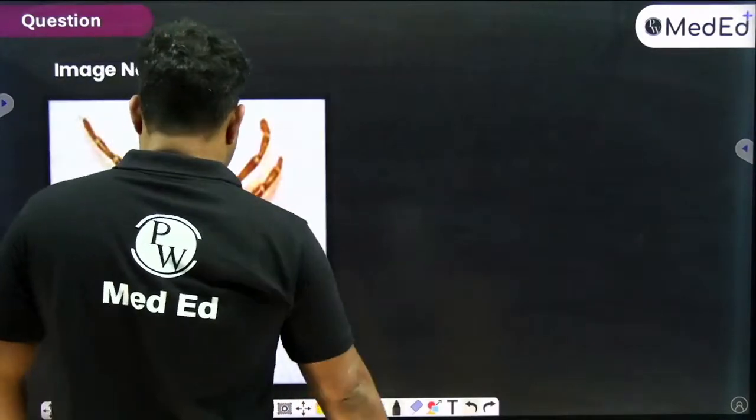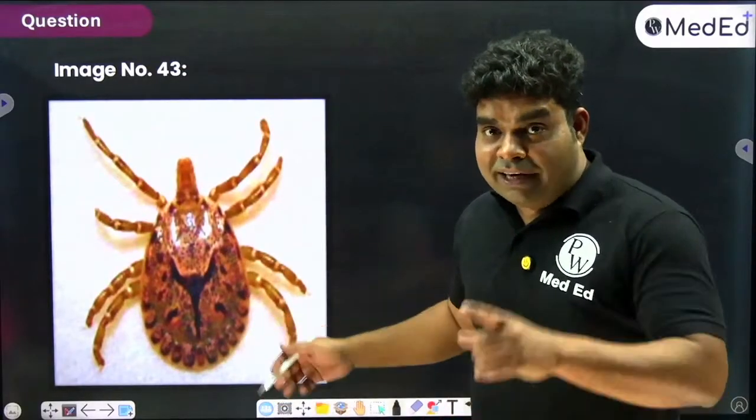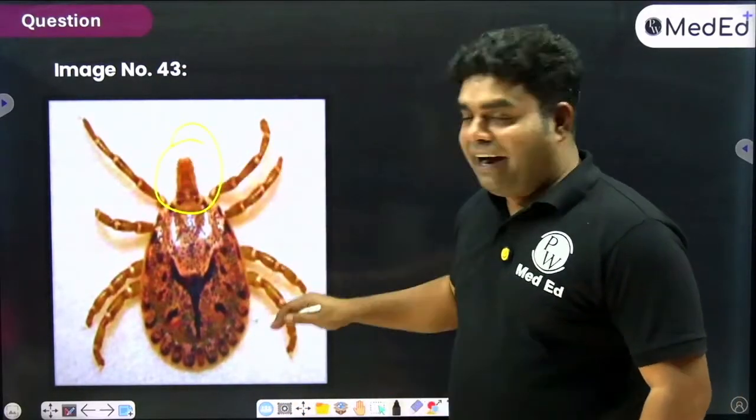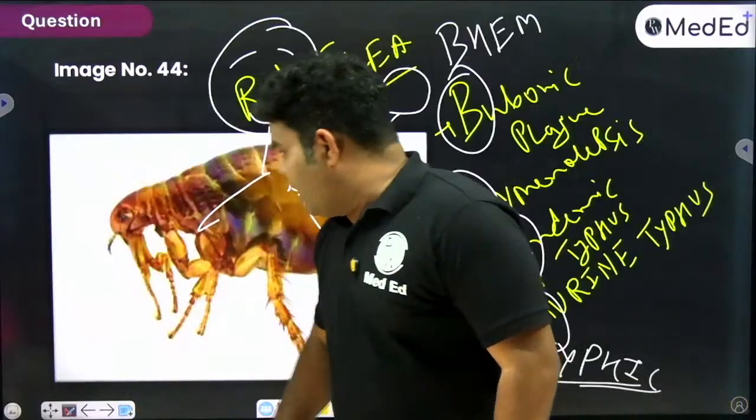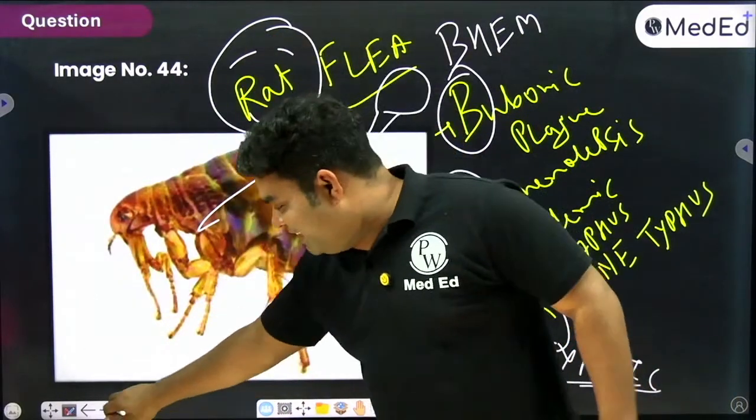So this is hard tick, soft tick. What is this? This is definitely hard tick or soft tick. Tell me. You can see the head. So it's hard tick. Hard tick, as I said, RMSF, KFD and all. This is rat flea. Chota Bheem.